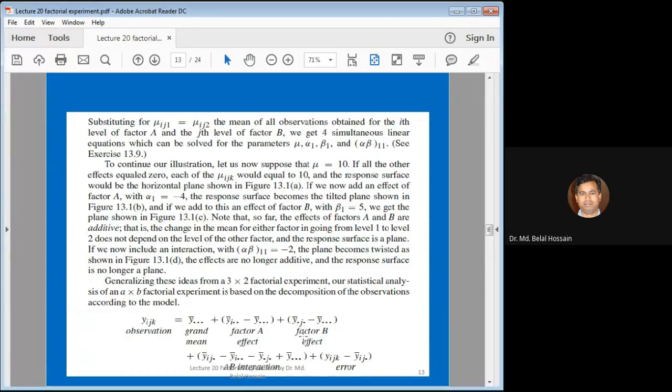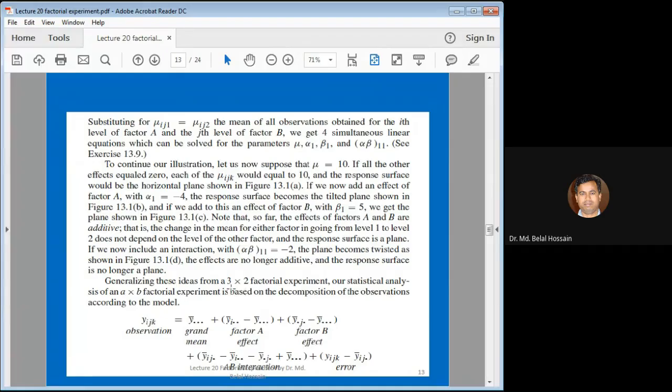If you consider this y bar dot j dot, okay, so this is the factor B effect if you subtract it from the grand mean. Okay, y bar dot dot dot means if you sum all the values, all the level combinations, and divide by the total number of values.